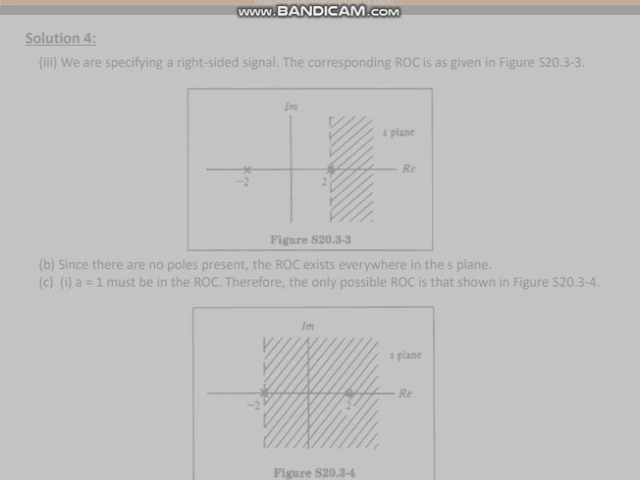Solution 4. 3. We are specifying a right-sided signal. The corresponding ROC is as given in figure S20.3-3. B. Since there are no poles present, the ROC exists everywhere in the s-plane. C. a equals 1 must be in the ROC. Therefore, the only possible ROC is that shown in figure S20.3-4.